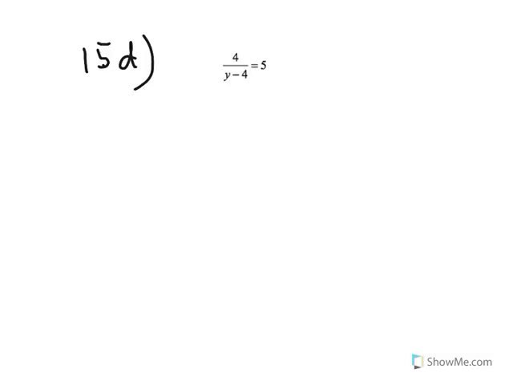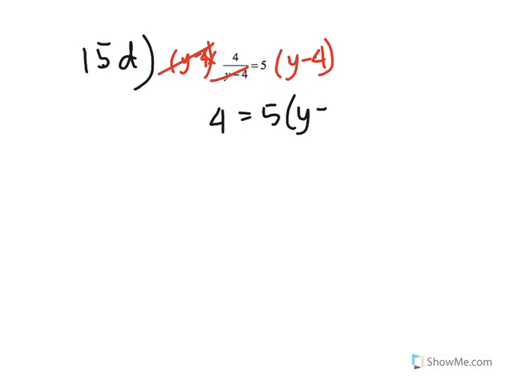Question 15B is asking you to solve 4 over Y minus 4 equals 5. Now you just got to solve for Y. So to do that, you're going to multiply both sides by Y minus 4. So this and this are divisible by each other. And you're going to end up with 4 equals 5 times Y minus 4.